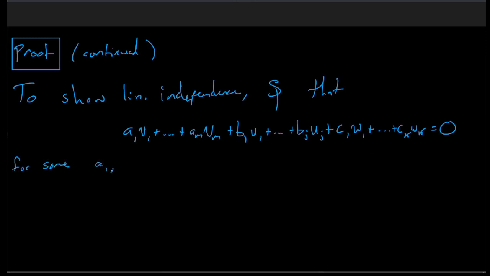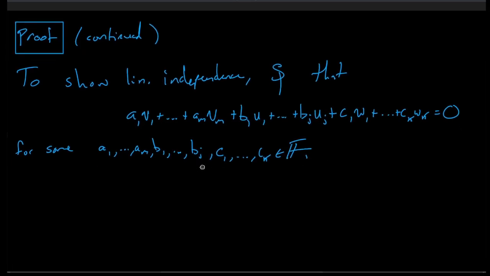for some a1 through am, b1 through bj, and these are c's, c1 through ck. All of those guys in the field. A lot of different coefficients flying around. There's a's, there's b's, there's c's. Fair enough. Okay.